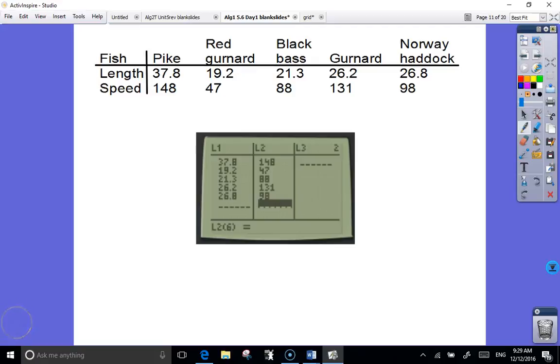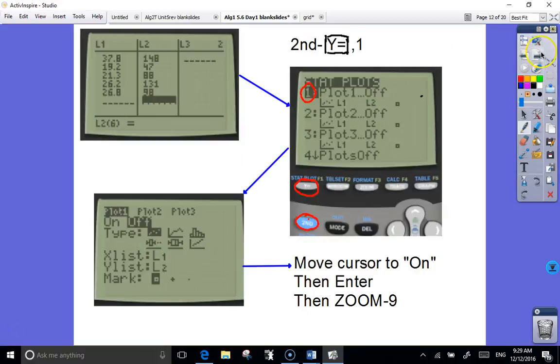And all we want to do is just look at the scatter plot, right? We don't want to have to hand plot these things. So you're going to go second y equals, right? Second y equals, and it should say stat plots. And it probably says next to the number 1, it says off. So you want to hit 1 so you can get in there and turn that on.